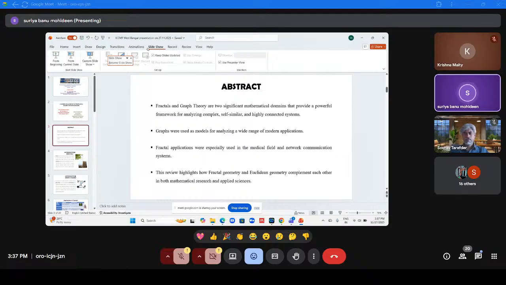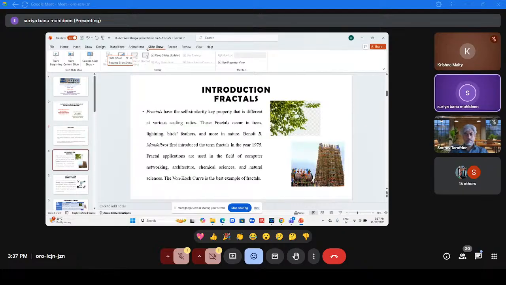My abstract: fractals and graph theory are two significant mathematical domains that provide a powerful framework for analyzing complex, self-similar and highly connected systems. Graphs were used as models for analyzing a wide range of modern applications. Fractal applications were especially used in the medical field and network communication systems. This review highlights how fractal geometry and Euclidean geometry complement each other in both mathematical research and applied sciences.